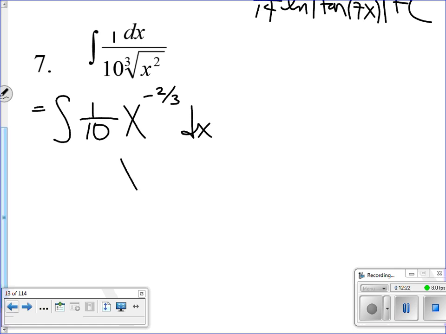So first we're going to add 1 or 3/3 to the old exponent, and that's positive 1/3. So that means we have to multiply by 3 over 1. So we have out front, 3 times 1/10 is 3/10. And so this was just a nice power rule on x. It wasn't on some other quantity u, so we're finished.